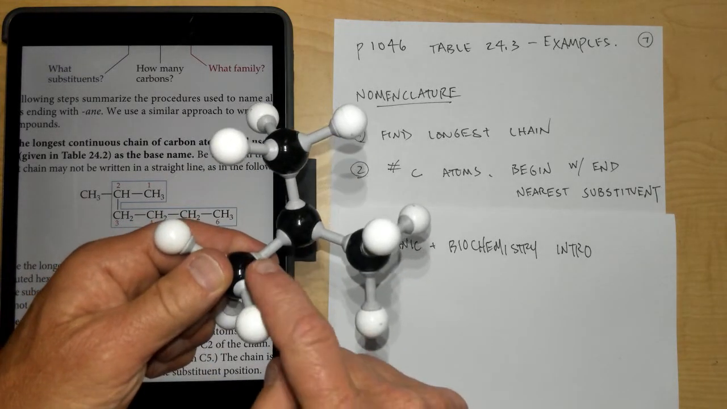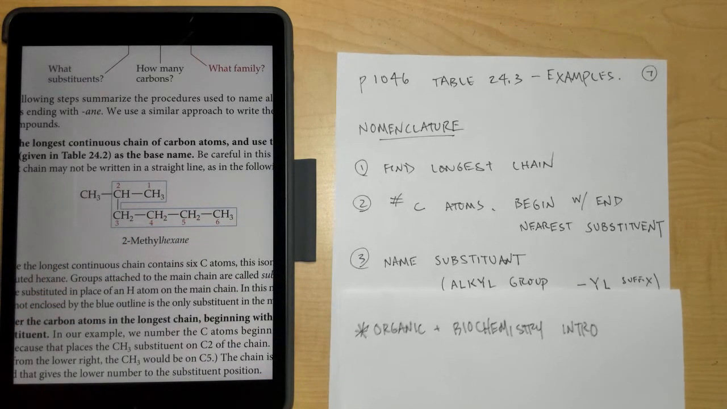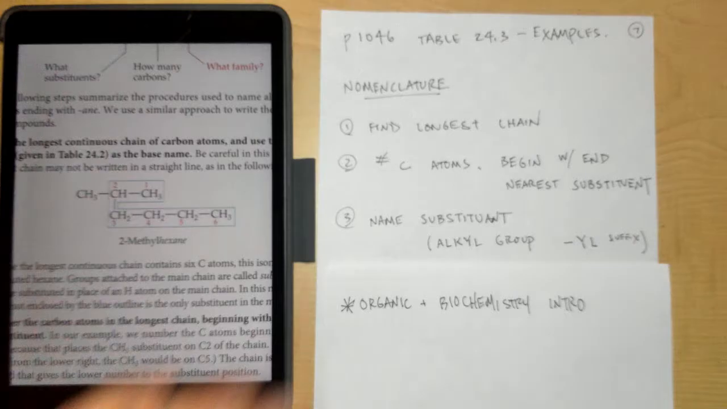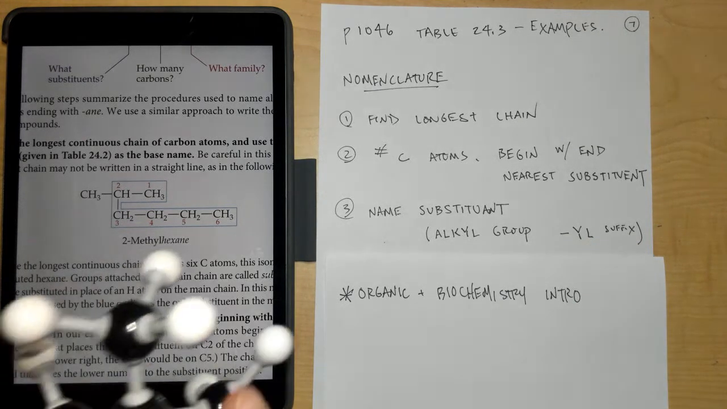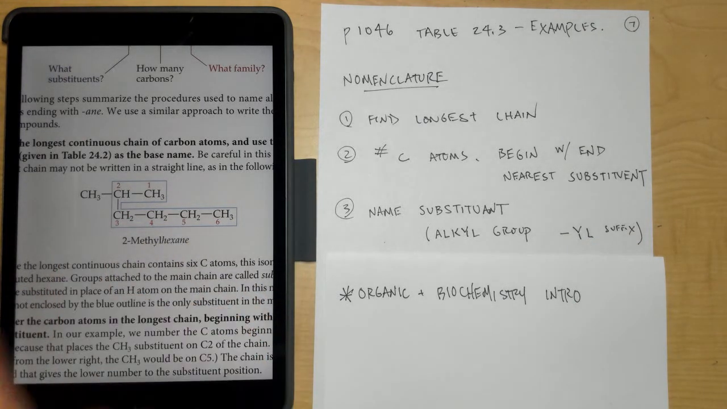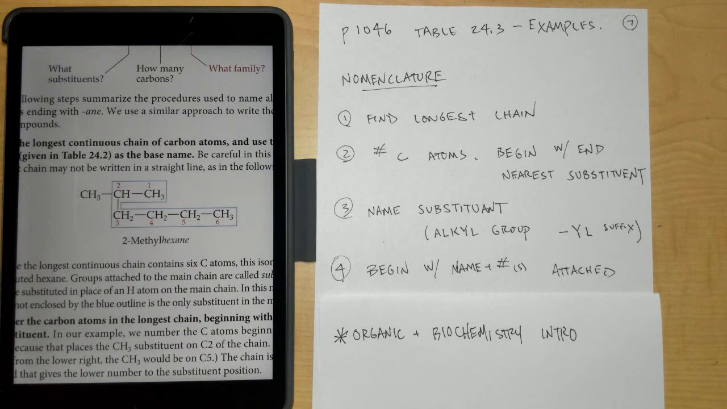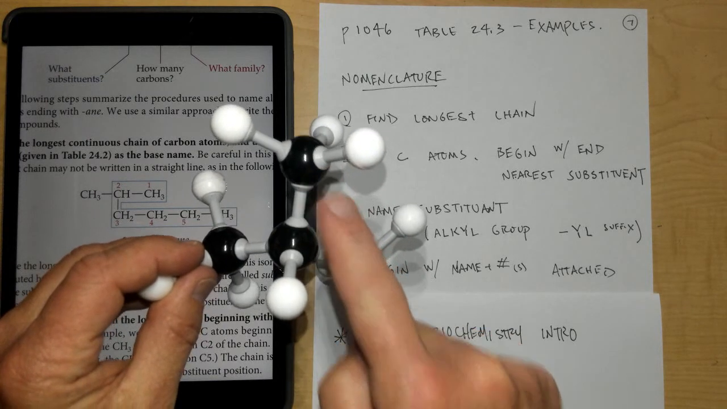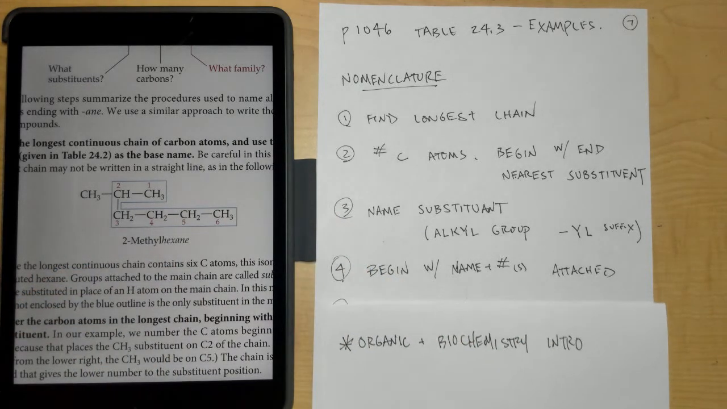In our example, we didn't really have a lot of choice. 1, 2, it has to come off the 2. Thirdly, name the substituent alkyl group. Therefore, you put a -yl at the end, just like I called this a methyl group. This is a methyl group right here. And then begin with the name and number of the carbon that it's attached to. So this one would be called 2-methyl because this group right here comes off of the second carbon. This would be called 2-methyl and then propane because the second carbon has a methyl group coming off of it.